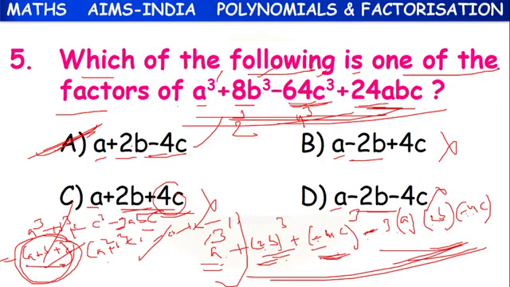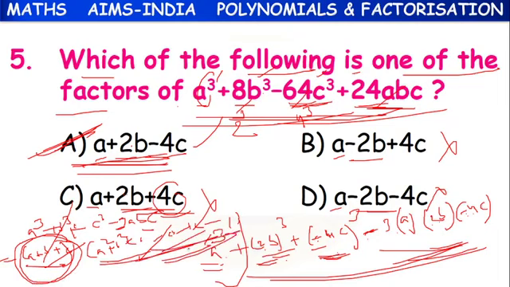A option is the correct option because it is in the form of a cube plus b cube plus c cube minus 3abc. So a plus b plus c will be a factor, and a square plus b square plus c square minus ab minus bc minus ca will be the other factor.